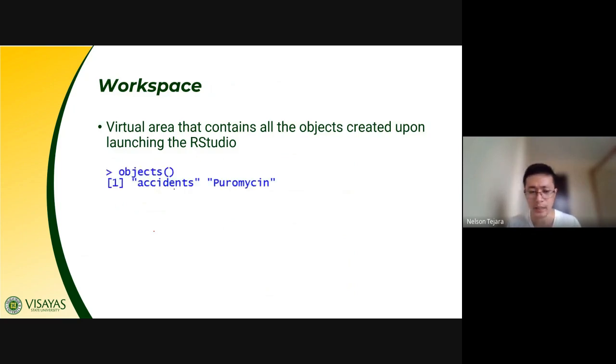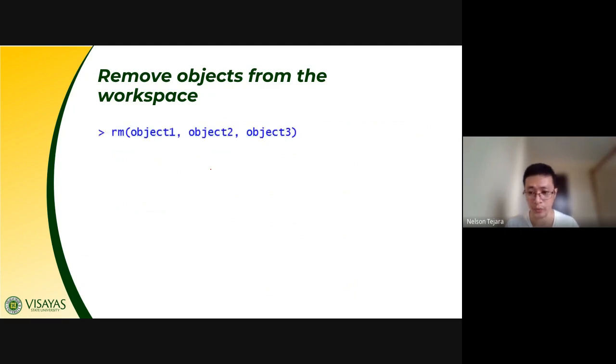And to display the objects found in your workspace, we call this function, objects, and then open and close parentheses. For example, it has these objects inside my workspace, which are accidents and Puromycin. So take note that these objects are stored in your computer's memory, specifically in your random access memory. So it consumes space from your random access memory. Hence, we need to remove these objects, because if you don't remove them, they will consume some space in your computer's memory.